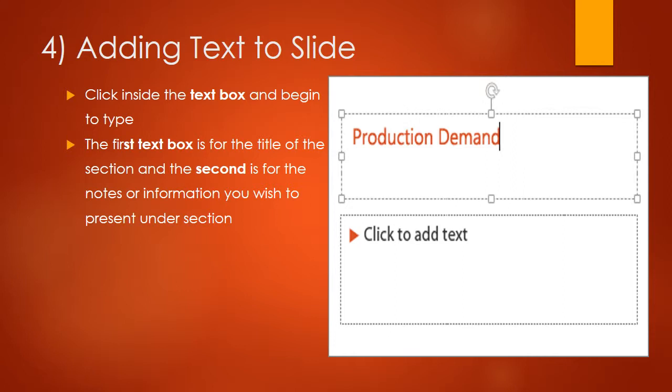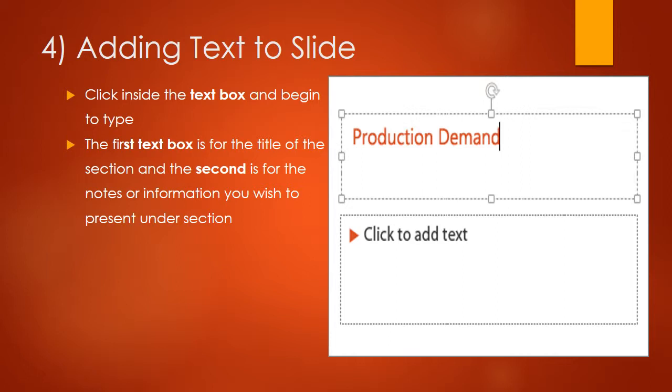Adding text to a slide. This is probably the easiest thing that you may do in PowerPoint presentations. First thing you do, once you have created your new slide, text boxes should be automatically inserted into your new slide. So the first thing you would do is click within the text box and then start typing. It's as simple as that.